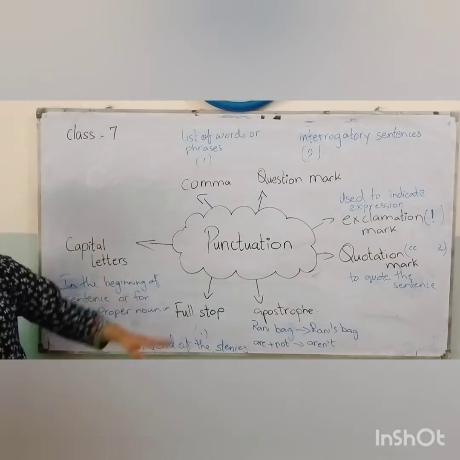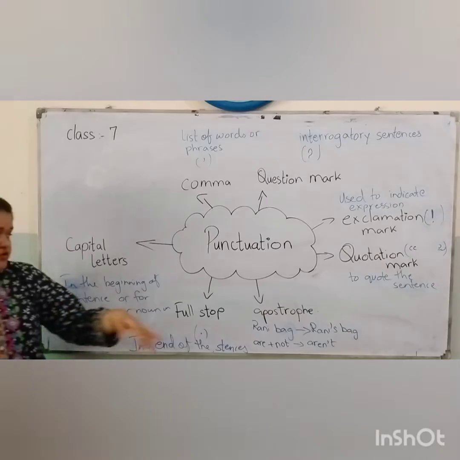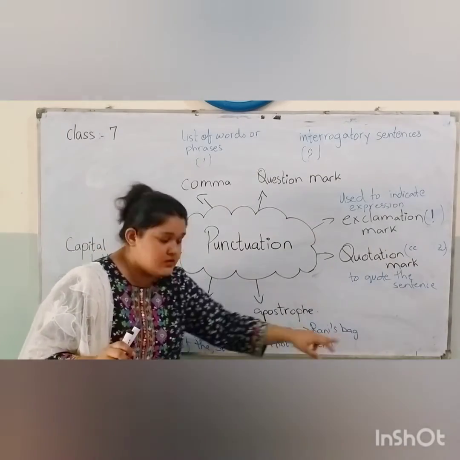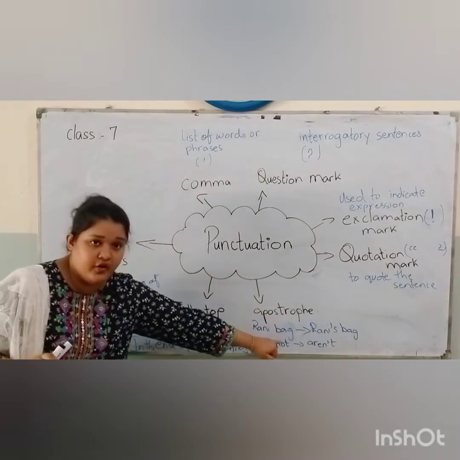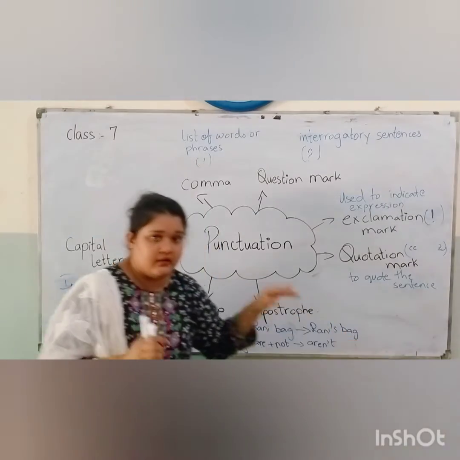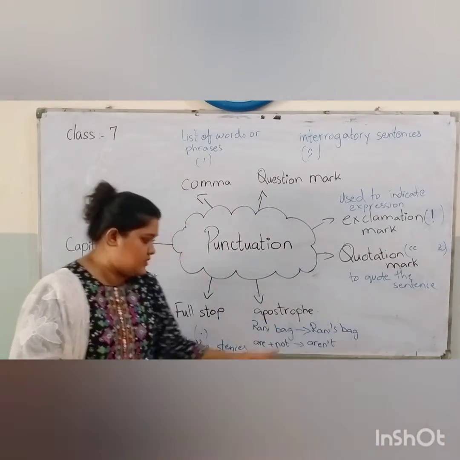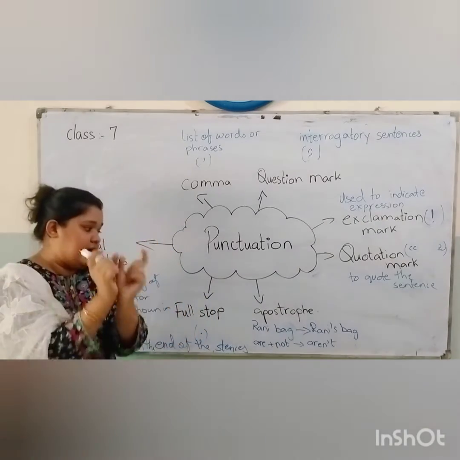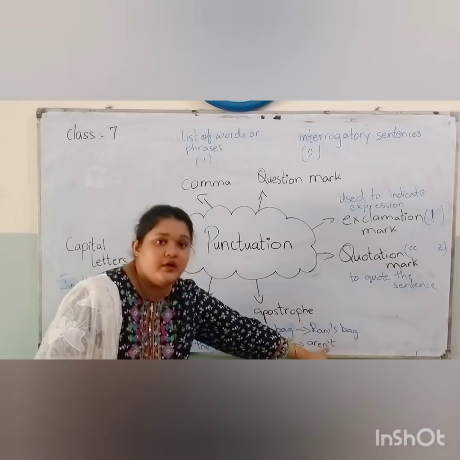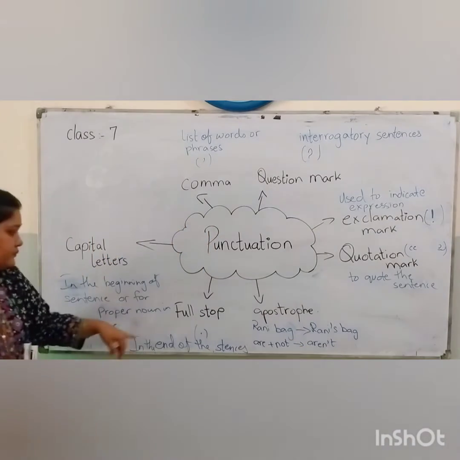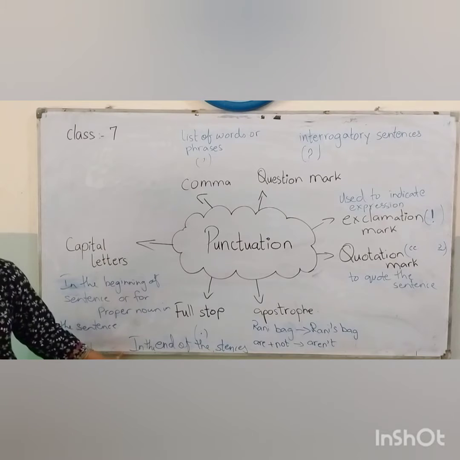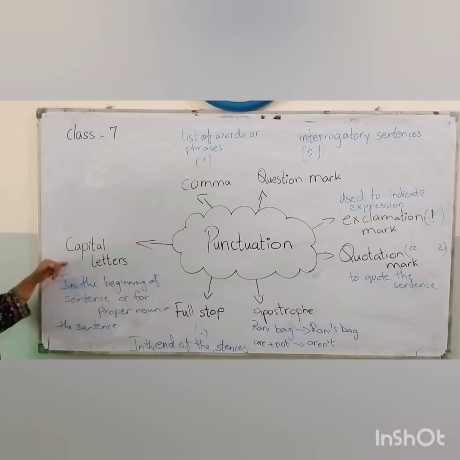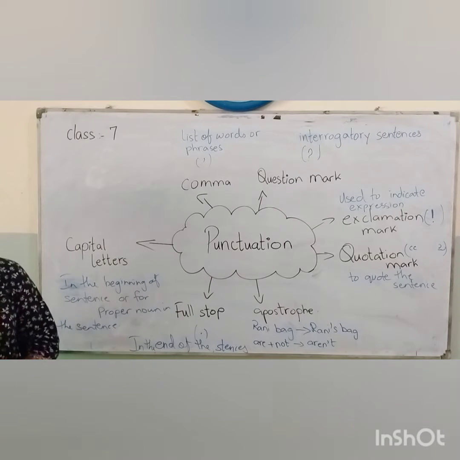Then the apostrophe. There are two types of apostrophe. One is apostrophe S, which represents possession, for example Rani's bag, it belongs to Rani. Are not: are and not are two different words, but if we connect them, it's aren't, and over here we use an apostrophe. Then a full stop at the end of the statement. Then a capital letter at the beginning of the sentence, or in the middle of the sentence, but make sure that it is a proper noun.